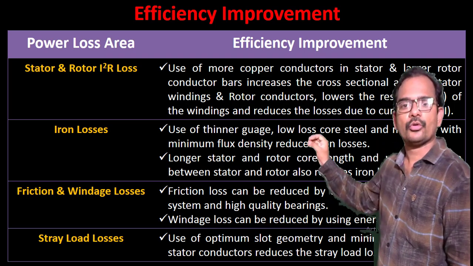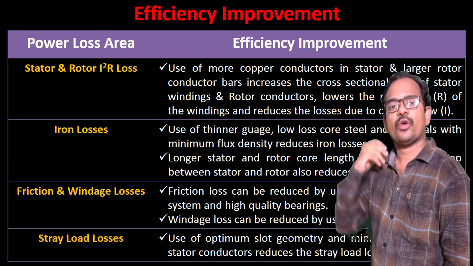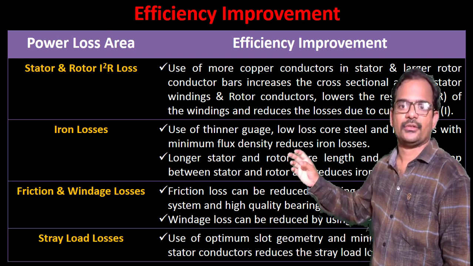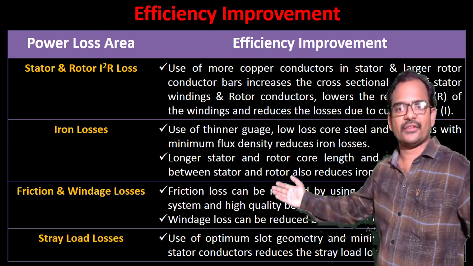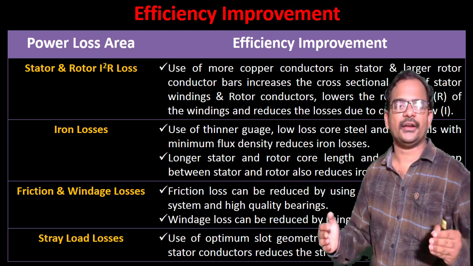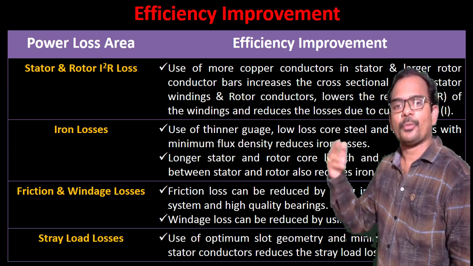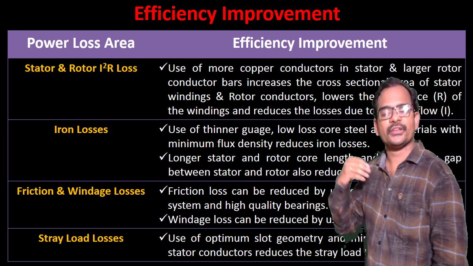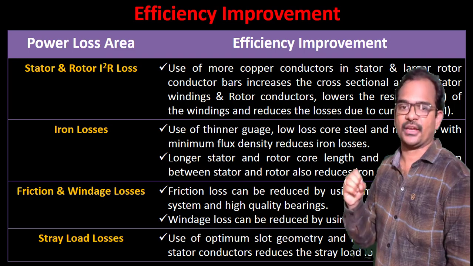So, use more copper conductors in the stator. In the stator we have conductors, and we can use a high grade copper in place of ordinary copper, as well as large rotor conductor bars in the rotor. That is, in the rotor, generally if it is a squirrel cage rotor, we have squirrel cage bars, and we use larger bars compared to the ones used in standard motors. So one is using more copper conductors in the stator, that is improving the material quality, and the other one is large rotor conductor bars, which is a design specification in the rotor.